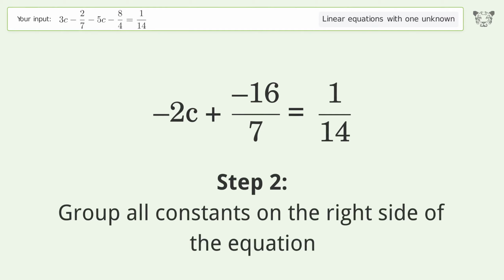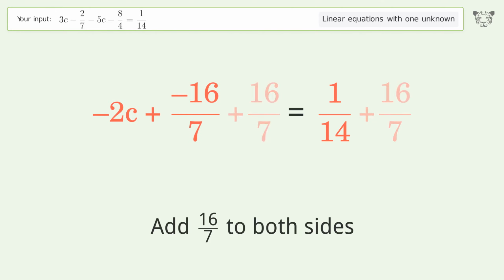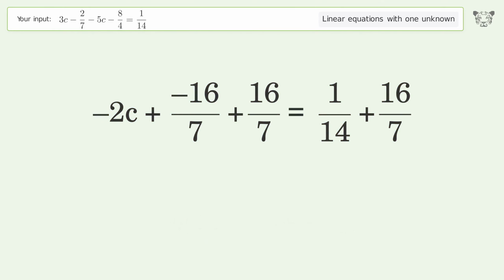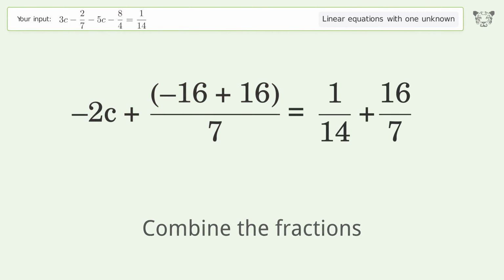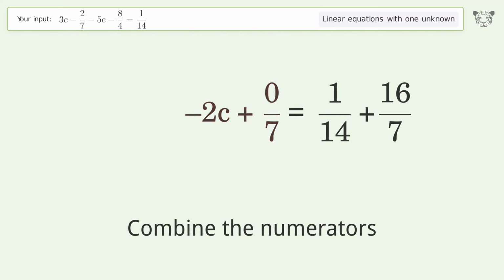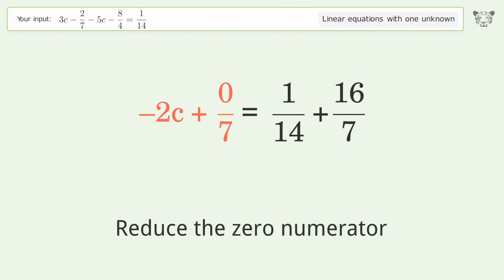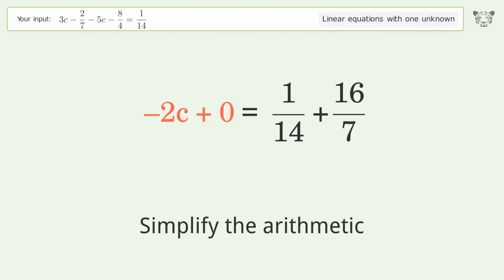Group all constants on the right side of the equation. Add 16/7 to both sides. Combine the fractions. Combine the numerators. Reduce the zero numerator. Simplify the arithmetic.